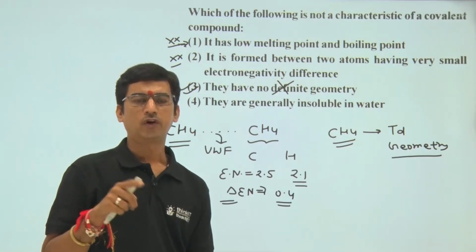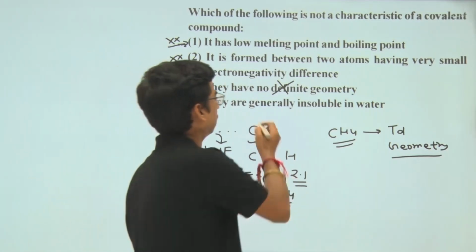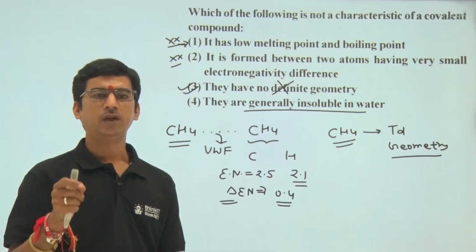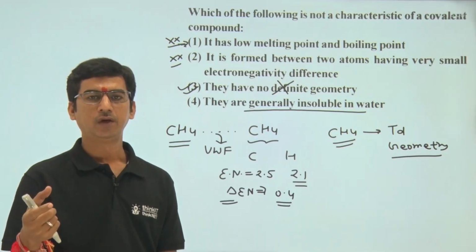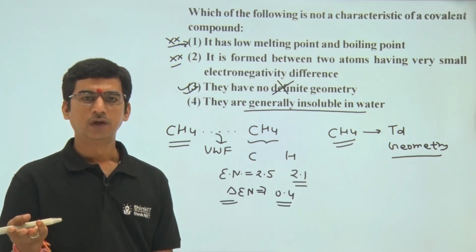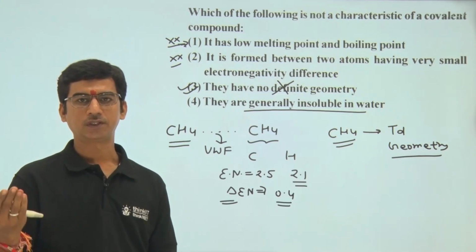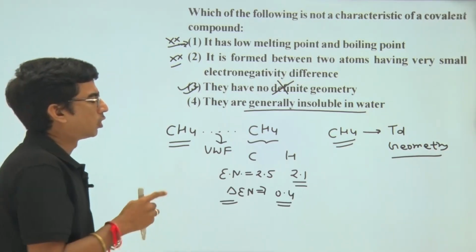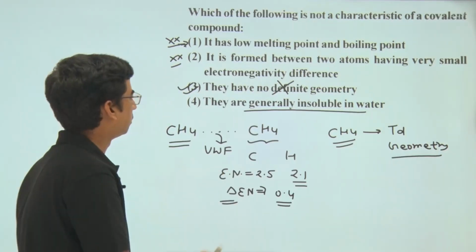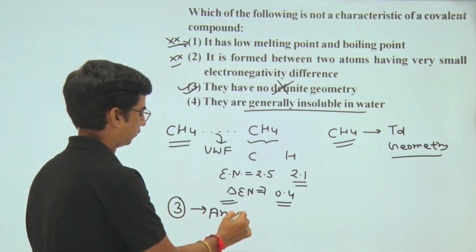If we look at option number 4, it says they are generally insoluble in water. So students, we know that covalent compounds are soluble in non-polar solvents generally, whereas ionic compounds are soluble in polar solvents like water. Like dissolves like. We use a statement like dissolves like in chemistry generally. So they are generally insoluble in water. It is a valid point if we consider covalent compounds. So the answer will be 3. The third point will be our answer.